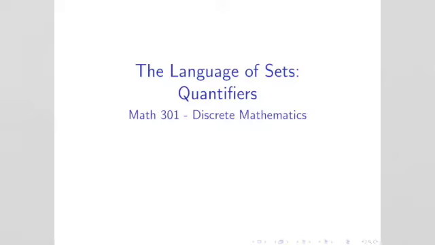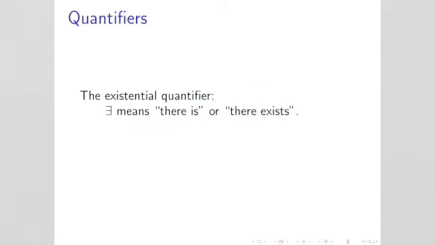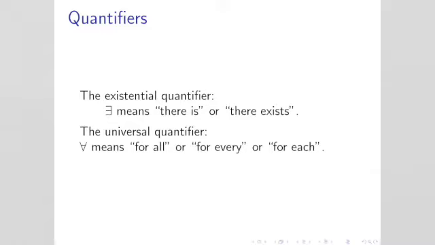This video discusses quantifiers, including negating quantifiers and combining them. We'll be dealing with two basic quantifiers. The first is the existential quantifier. It means that something exists. The notation that we use looks like a capital E backwards. Think E for existence. And the other is the universal quantifier.